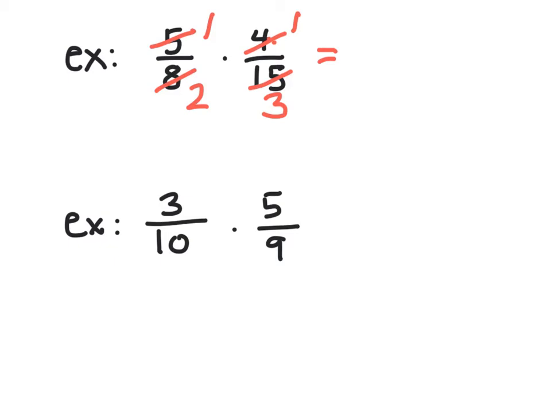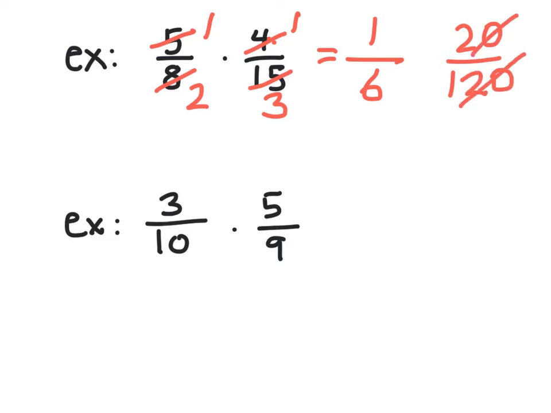So now I'm going to multiply 1 times 1 and 2 times 3. You know, if I didn't do that, if I multiplied 5 times 4 and 8 times 15, then I would get 20 over 120. But that would reduce all the way back to 1/6.